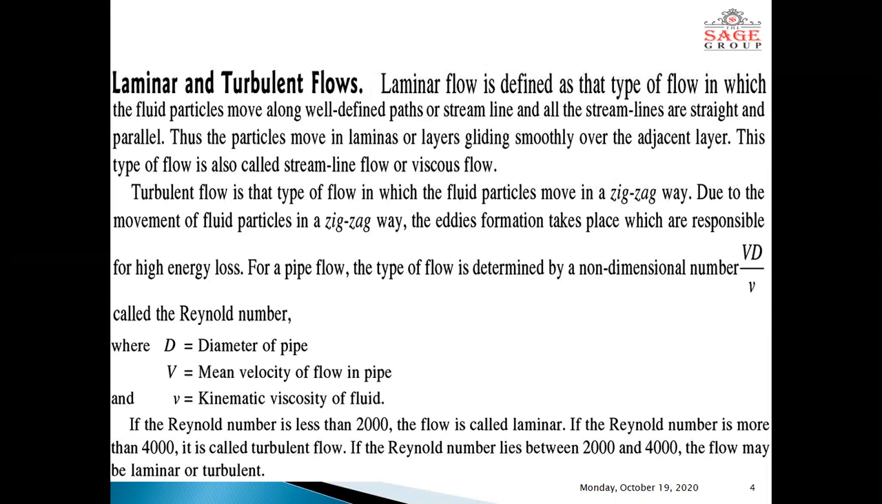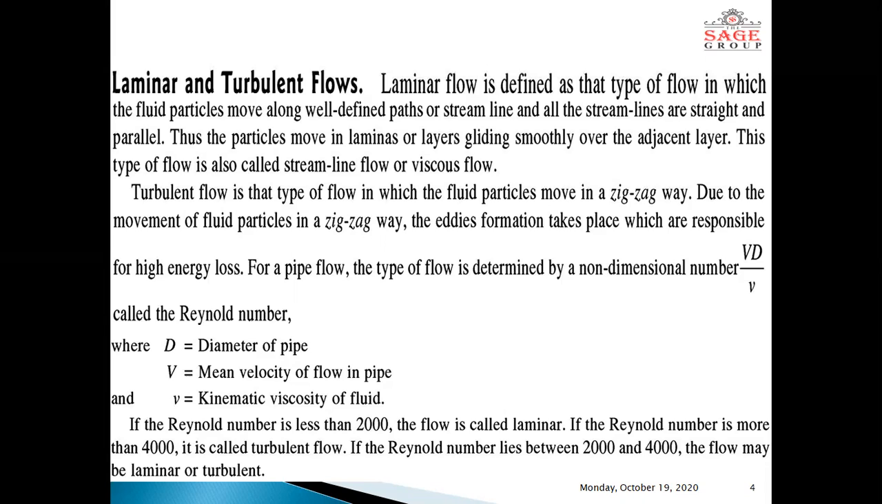Laminar flow is defined as that type of flow in which the fluid particles move along a well-defined path or streamline, and all the streamlines are straight and parallel. Thus, the particles move in laminae or layers, gliding smoothly over the adjacent layer. Thus, this type of flow is also called streamline flow or viscous flow. Turbulent flow is that type of flow in which the fluid particles move in a zigzag way.